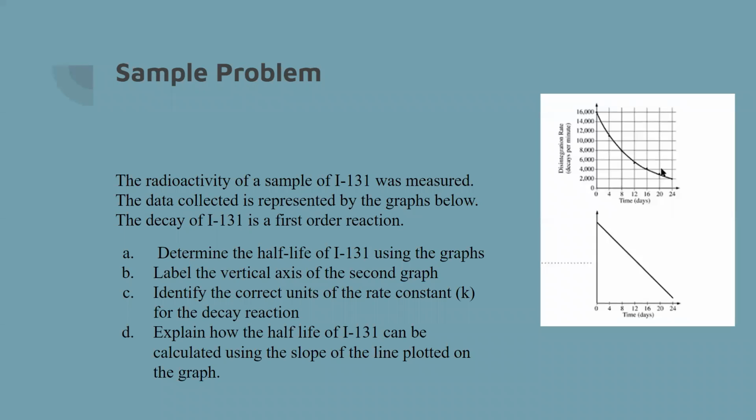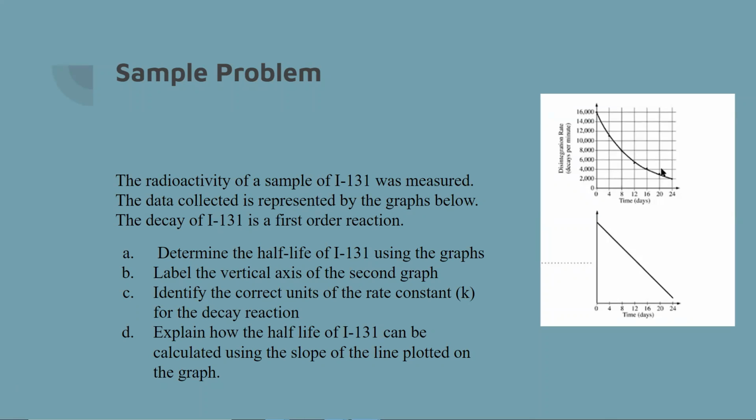All right, next sample problem. The radioactivity of a sample of iodine 131 was measured. The data collected is represented by the graphs to the side. The decay of iodine 131 is a first order reaction. Again, radioactive decay is generally a first order reaction. So there are a few different things to do here. A, determine the half-life of iodine 131 using the graphs. Label the vertical axis of the second graph.